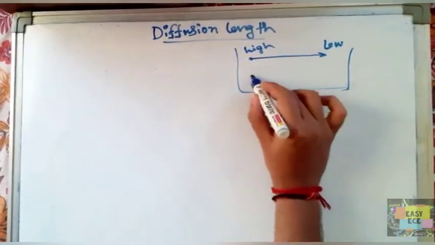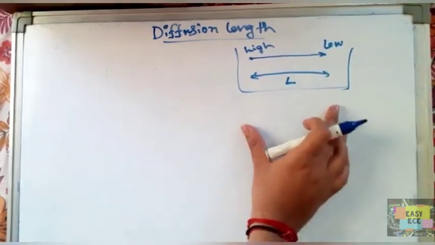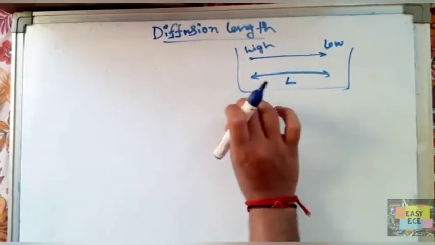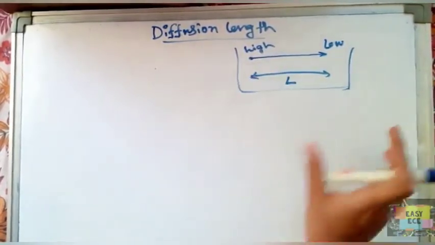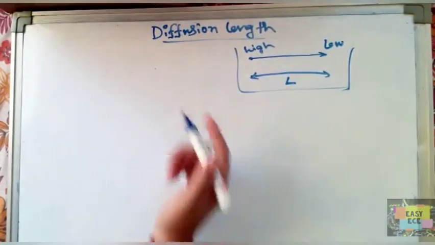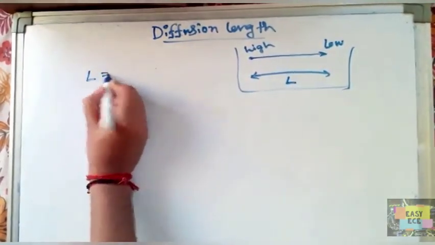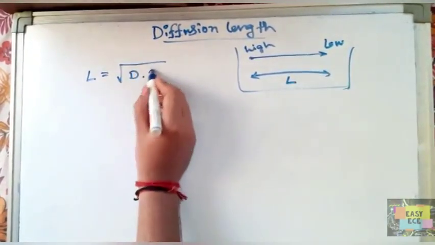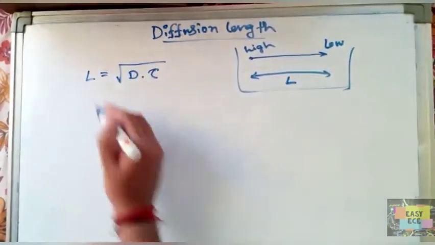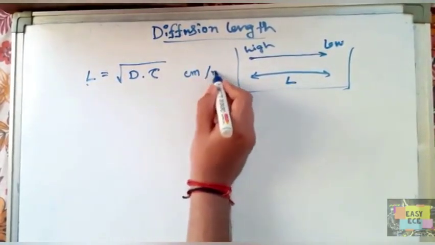Now this length is known as the diffusion length. That is how much they travel, from high concentration to low concentration. So the formula of diffusion length is L equals root over D into tau. That is length, so the unit is maybe centimeter or millimeter.